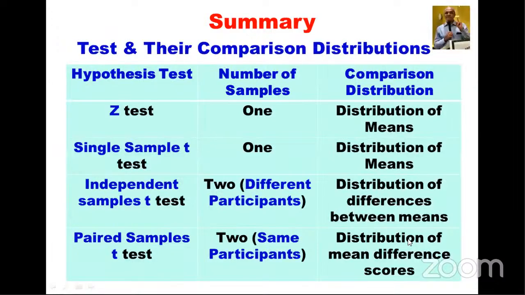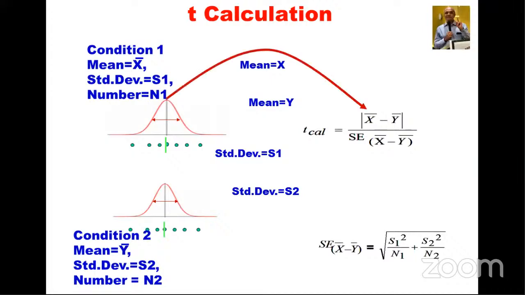So till now we studied the Z test and T test, one sample and two sample, independent, paired, and dependent. So four types of things. Now we are going with the ANOVA.